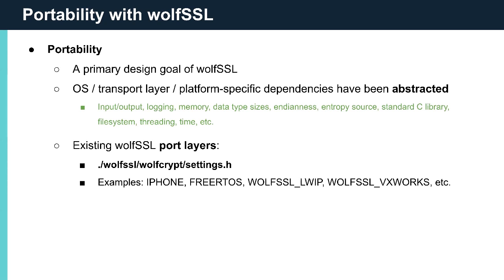If you want to see our existing port layers, most of those are listed in our wolfssl/wolfcrypt/settings.h header, and you'll see usually one defined per platform. So if you're building for FreeRTOS, there's a define called FREERTOS. If you're on lwIP, there's a WOLFSSL_LWIP. And so you could either uncomment those there, or what we would recommend typically more so in an embedded case is using a custom user settings file, which we'll also talk about in a little bit.